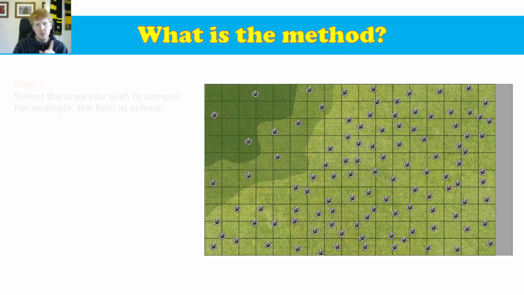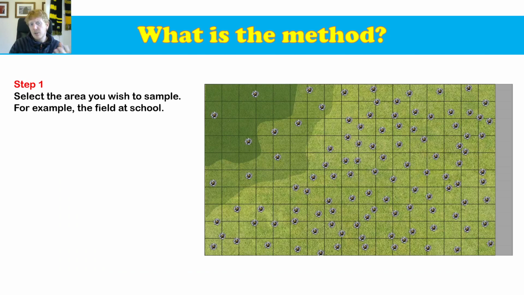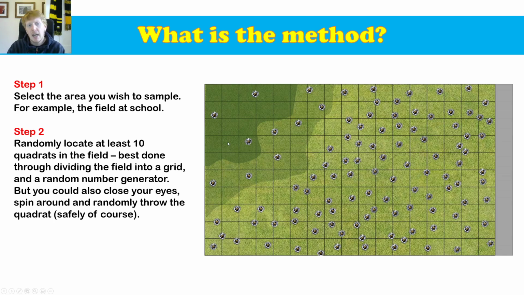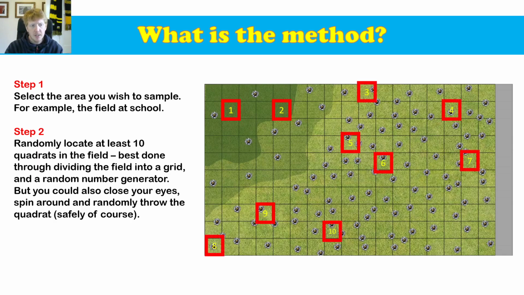There's the stunning field. Step one, you select the area you wish to sample, for example, the field at school. Step two, we randomly locate at least 10 quadrats in the field, best done by dividing it into a grid and using a random number generator, as I've got here. You can also close your eyes, spin around and throw it, not like a ninja star, don't decapitate your friends, but throw it safely somewhere random within the environment. So here are some randomly located ones that I did with a random number generator.